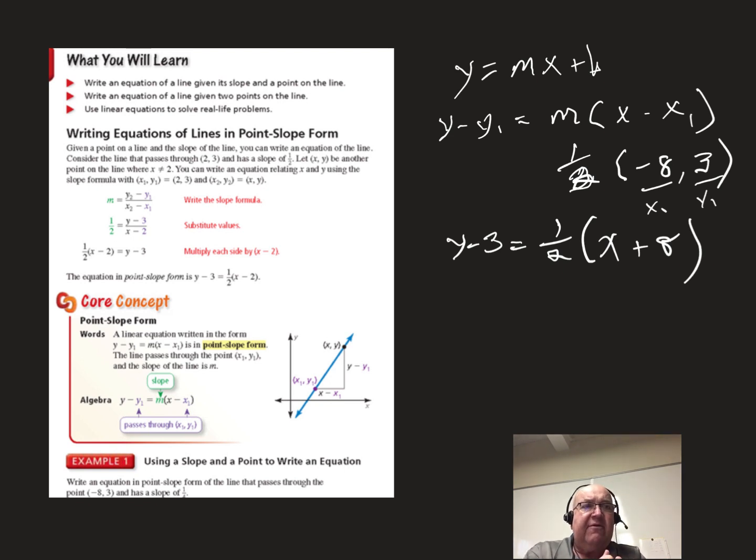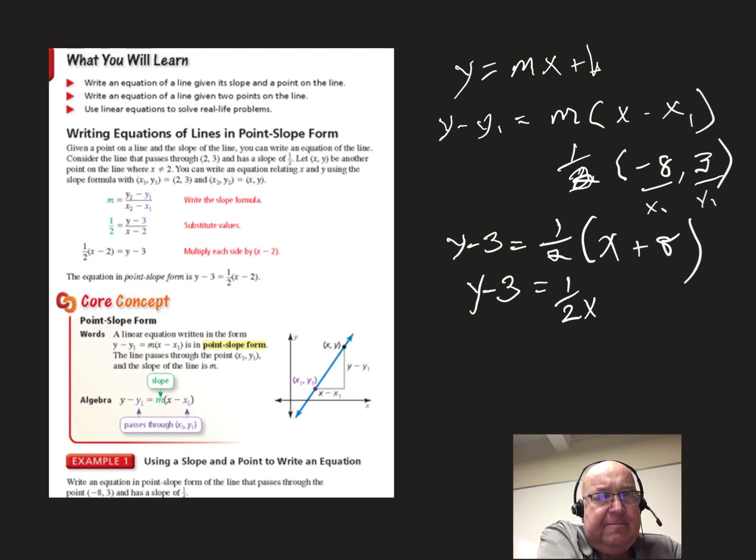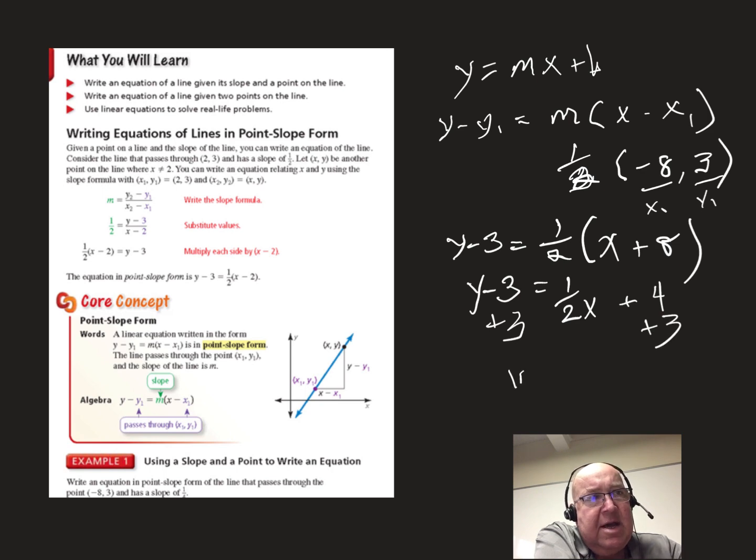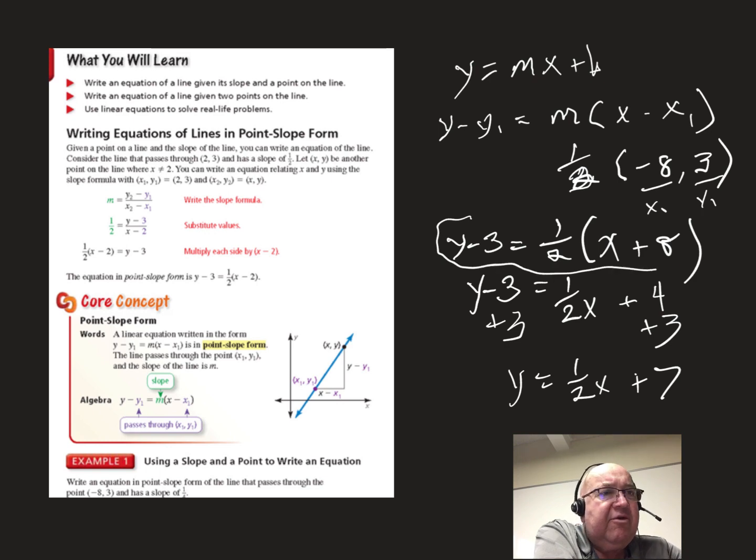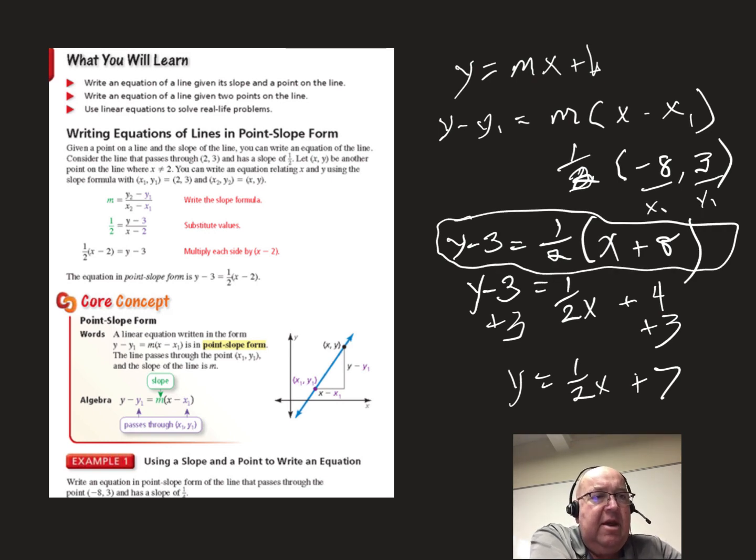Now, if I wanted to convert it to slope-intercept form, all I have to do is go ahead and distribute the 1/2. So I have 1/2 x plus 4, and then add 3 to both sides, and I get y is equal to 1/2 x plus 7. And that's the slope-intercept form. But this is the form that we're going to be working with for the majority of this assignment.